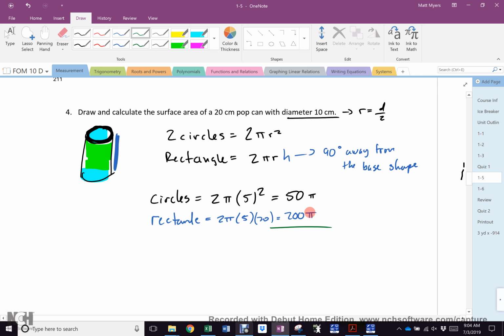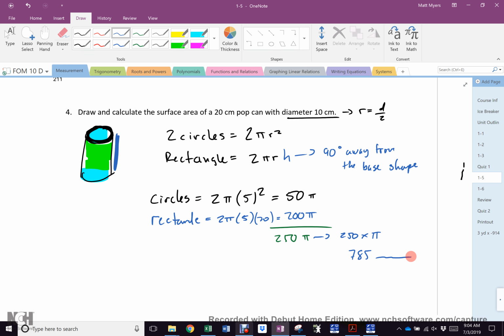Adam, how many pi do I have? 250 pi. What's my real life answer? I do 250 times pi to get what? Should be around 775. What is it? 785. 785 and some decimals. Okay.